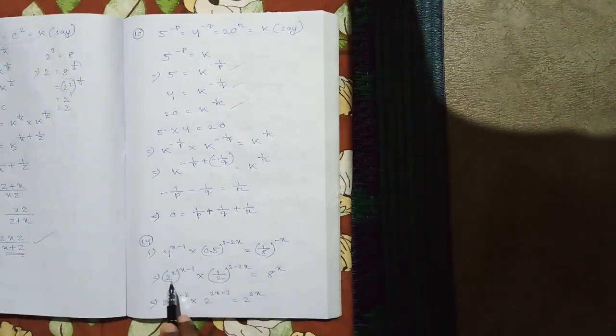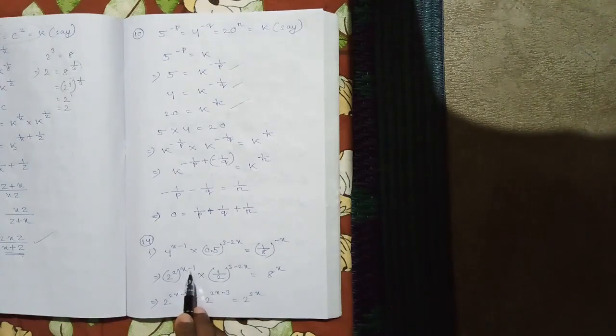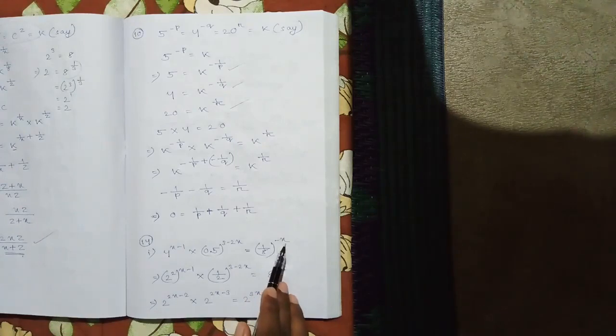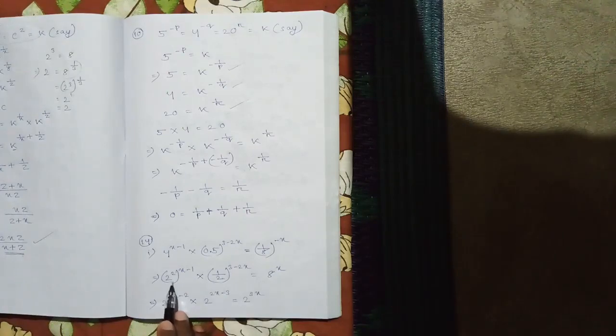4 can be written as 2 power 2, then whole power x minus 1. 0.5 means 1 by 2 whole power 3 minus 2x, which is equal to, now 1 by 8 power minus x. It is in the form of a by b power minus x. We can take the reciprocal of the base and change the sign of the power. So 8 by 1 means 8 power x. So this can be written as 2 power 2x minus 2.